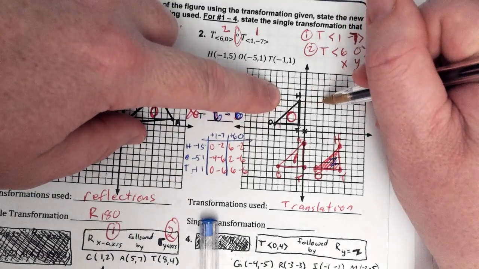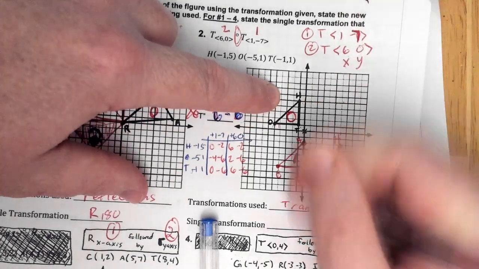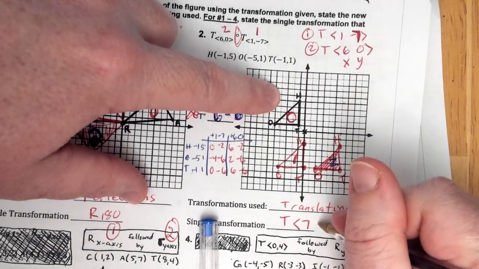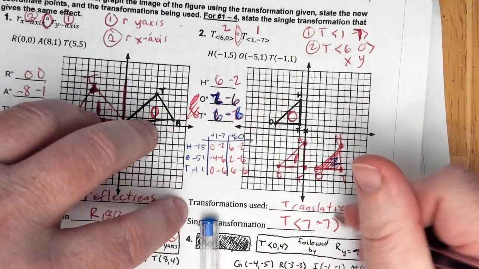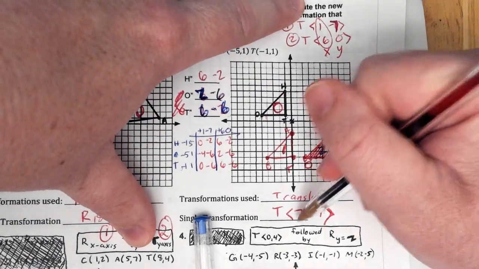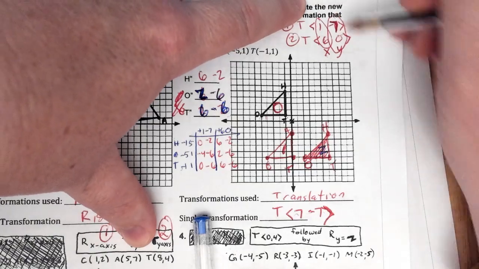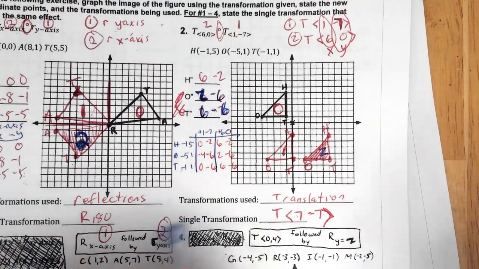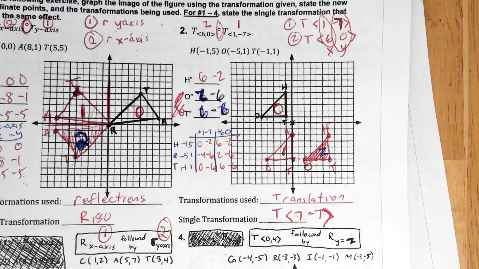1, 2, 3, 4, 5, 6, 7. So we translated 7, and then we went down negative 7. And if you look at this, we said 7, negative 7. If you look at this, what's 1 plus 6? That's positive 7. What's negative 7 plus 0? That's negative 7. So basically, if you did two translations, you just add those two together. All right, let's keep going.